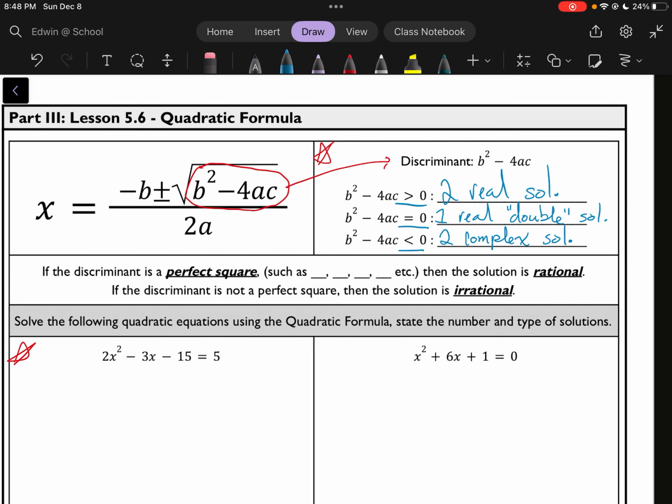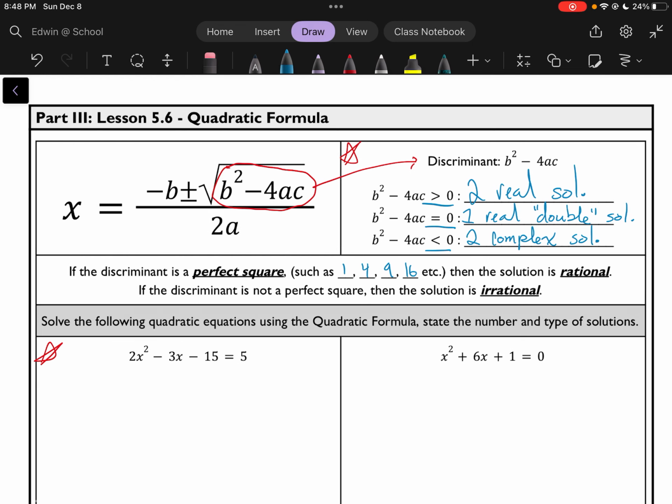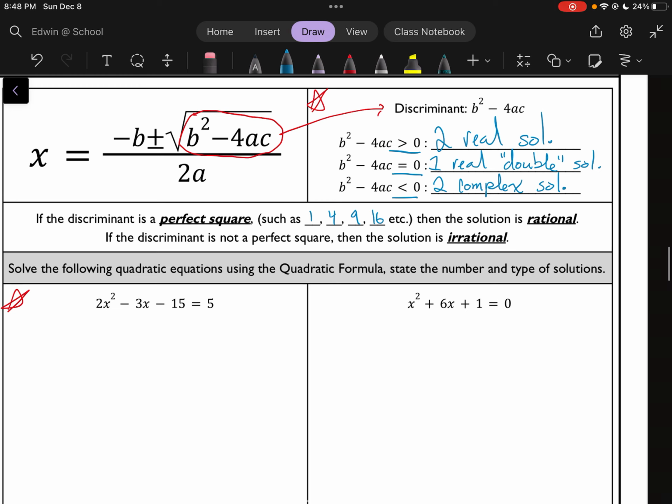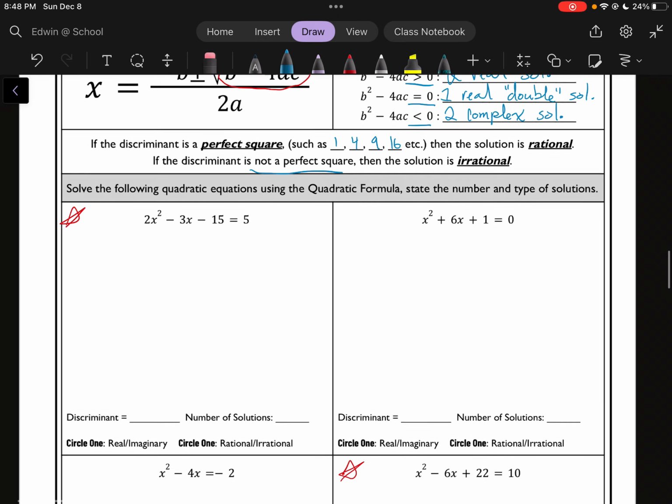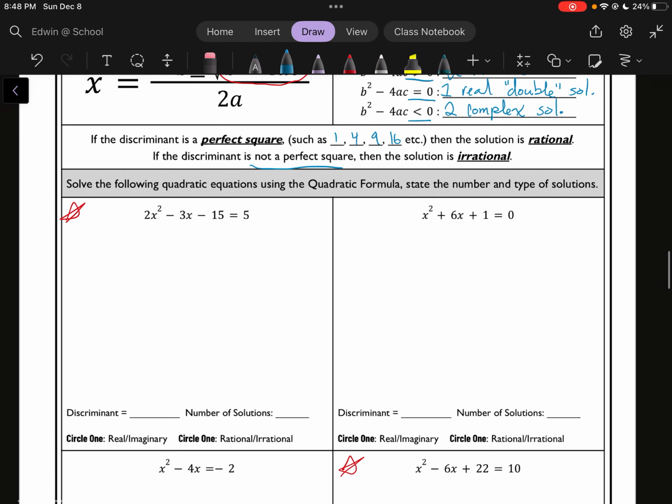And lastly, we got some extra information. If the discriminant is a perfect square, which we already discussed, that's like 1, 4, 9, 16, 25, 36, 49, etc., then the solution is rational, meaning it's just going to be a simple number that we could write as either a whole number or a fraction or an integer or whatever. If it's not a perfect square, if it's not one of these 1, 4, 9, 16, 25, then our solution is going to be irrational, which means it's typically expressed with a radical. We're going to see if we have any examples like that, but let's just work with these first 2.